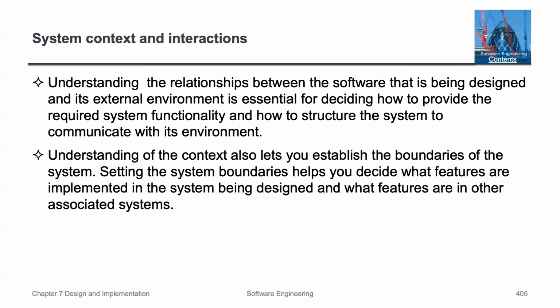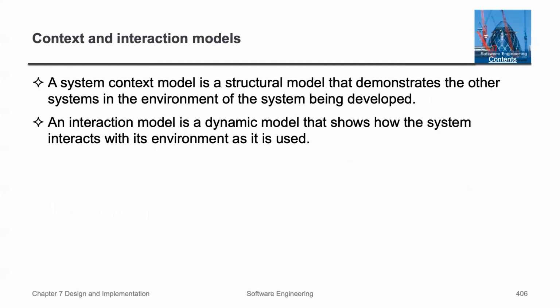So in terms of the system context and interactions, understanding the relationship between the software that is being designed and its external environment is essential for deciding how to provide the required system functionality and how to structure the system to communicate with the environment. Understanding of the context also lets you establish the boundaries of the system. Setting the system boundaries helps you decide what features are implemented in the system being designed and what features are in the other associated systems.